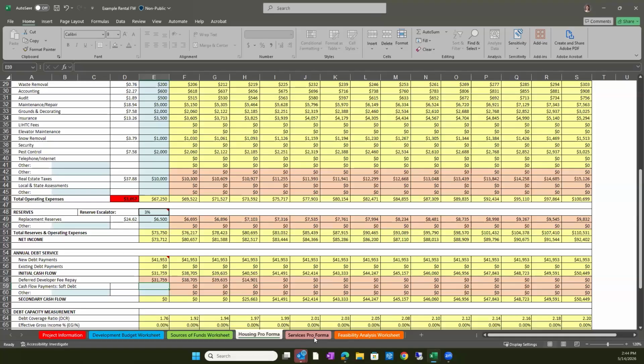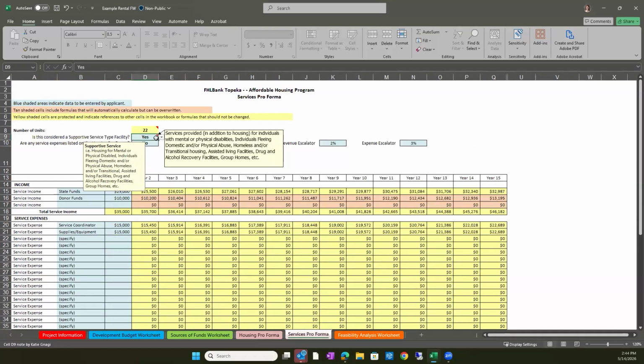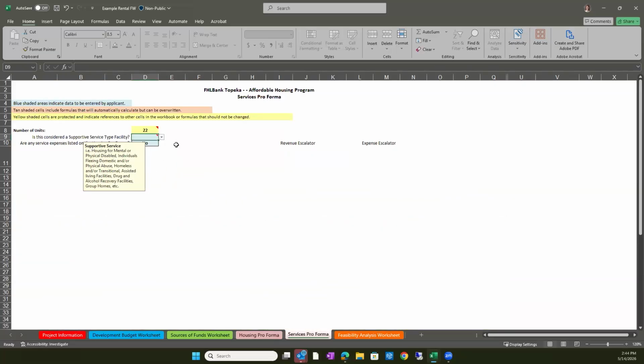Okay, moving to the services pro forma. When you first enter the services pro forma, I'm going to show you what it will actually look like. So it'll be pretty blank when you first open this up until you answer the question up at the top. Again, we want to differentiate between supportive services versus residential amenities. So costs relating to resident engagement, things like gatherings and events for the residents, fun community activities, things like that are not considered supportive services generally. These are expenses that we just consider residential housing costs.